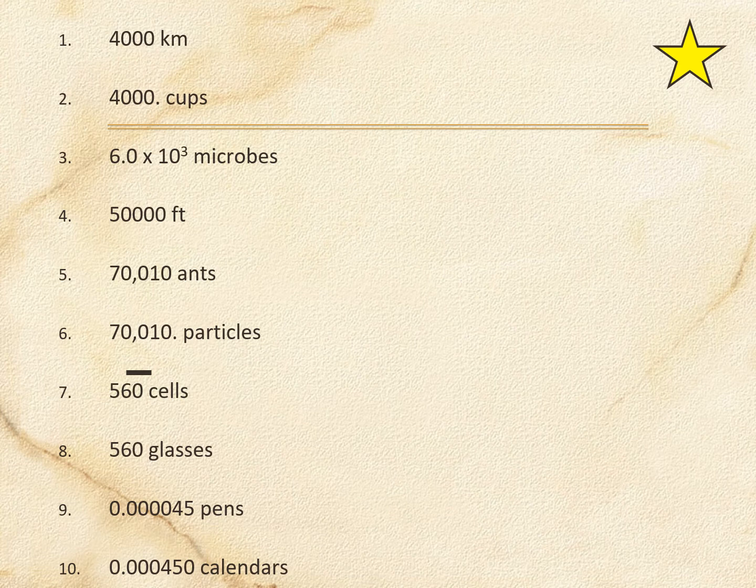For 4,000 kilometers, you have 1 sig fig. 4 sig figs for 4,000 with a decimal. So that's the difference between 4,000 without a decimal and 4,000 with a decimal. Number 3, you have 2 sig figs. Number 4, there's no decimal, so it's 1 sig fig. Number 5, there is no decimal, so it is 4 sig figs because those zeros in between 7 and 1 do count.